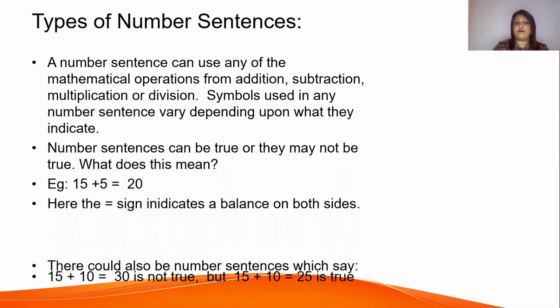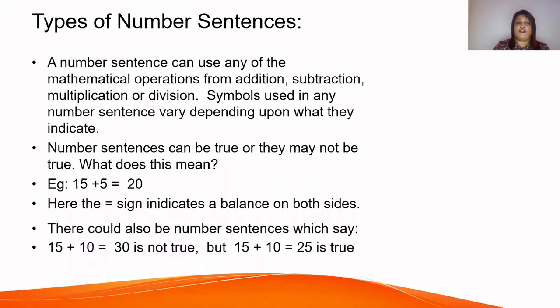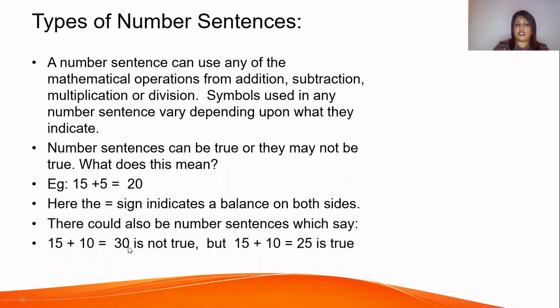There could also be number sentences which say, for example, 15 plus 10 is equal to 30. This is not true. Right? So if I ask you to answer that, you'll say false. But if I say 15 plus 10 is equal to 25, it is true.